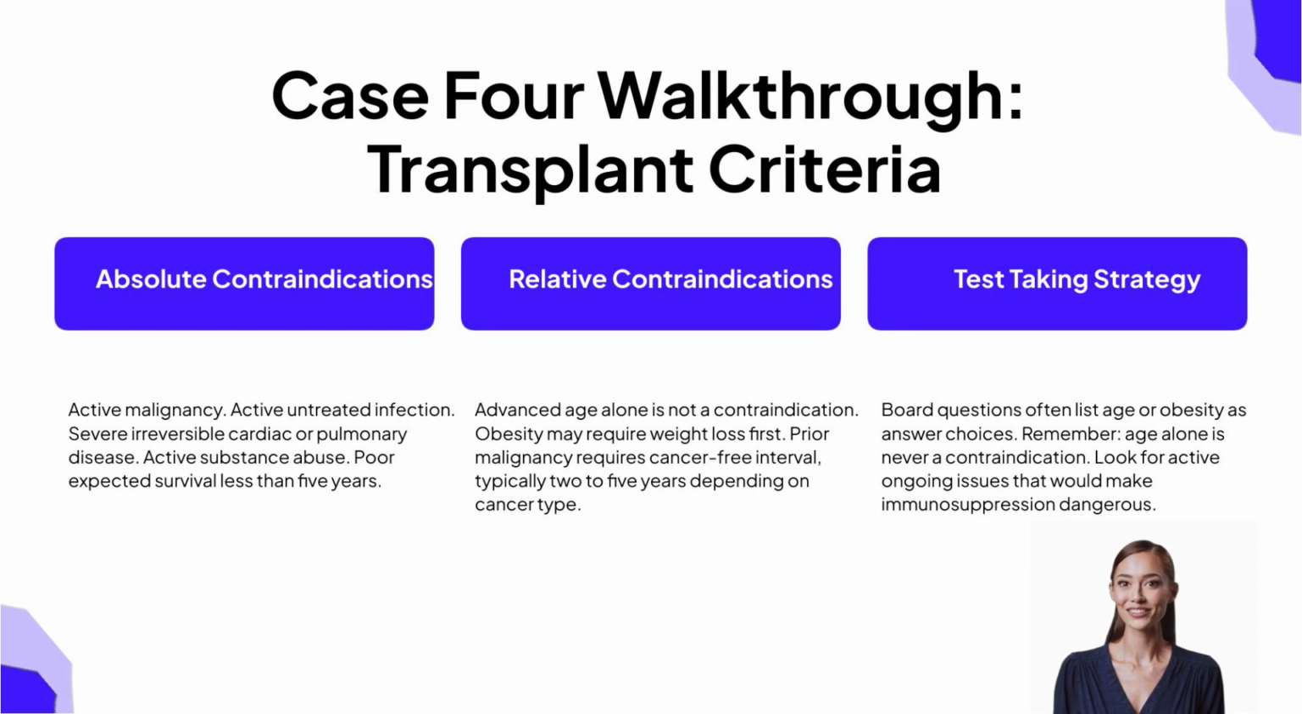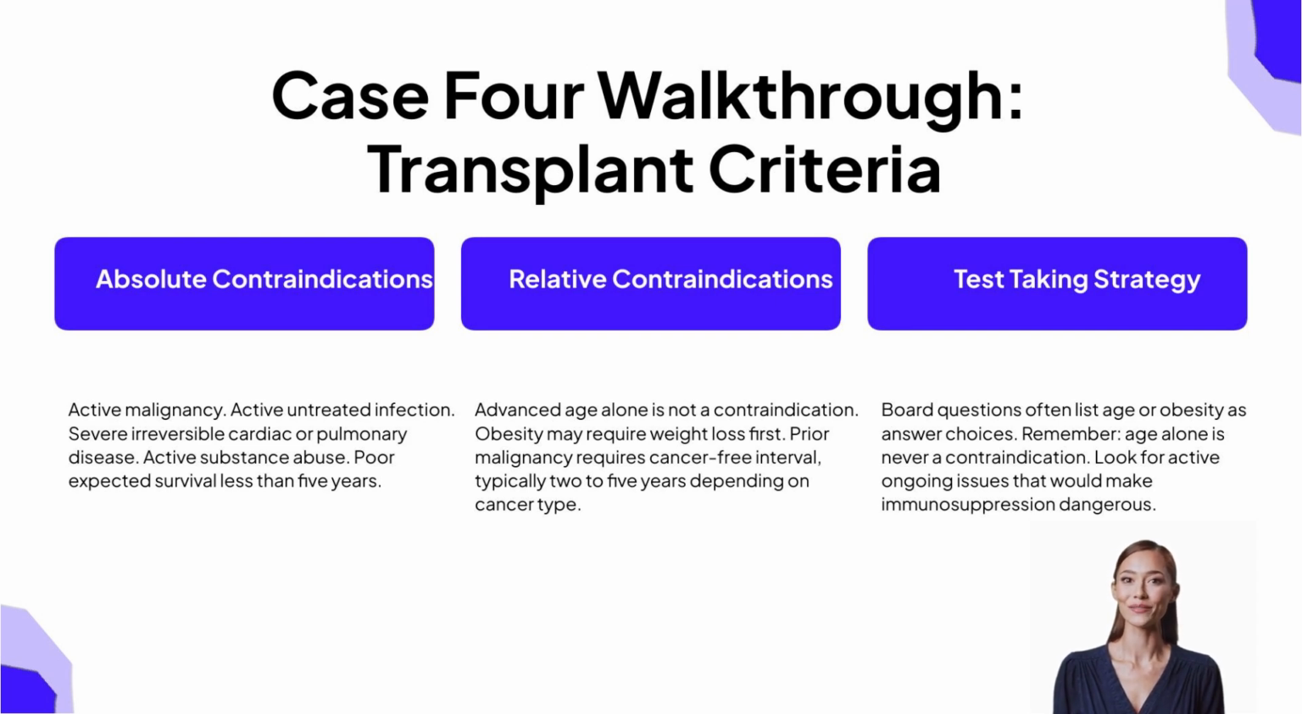Here are the 3 buckets. Absolute contraindications, and these are what the exam is testing for: active malignancy, active untreated infection, severe irreversible cardiac or pulmonary disease, active substance abuse, and poor expected survival of less than 5 years. Relative contraindications include obesity, which may require weight loss first, and prior malignancy, which requires a cancer-free interval of typically 2 to 5 years depending on the cancer type.